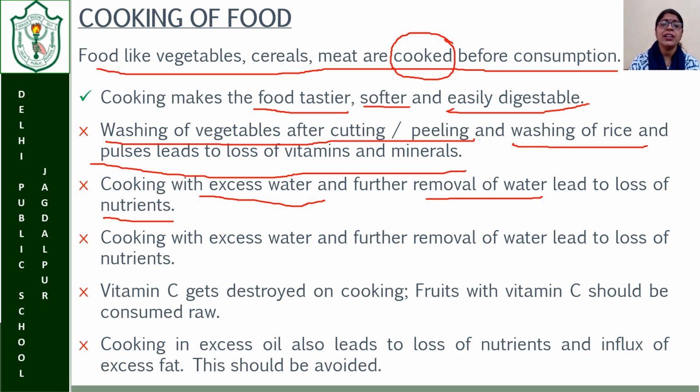Now, cooking with excess water and further removal of the water leads to the loss of nutrients. Now, vitamin C, as I have already told you when I was teaching the vitamins, gets destroyed on cooking. So some of the fruits and vegetables which carry vitamin C should be consumed raw. Like lemon has vitamin C, amla has vitamin C, citrus fruits, oranges, malta, grapes. So we should not cook them, we should wash them and then eat them.